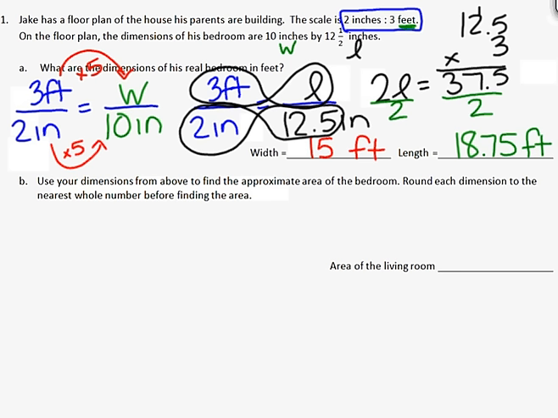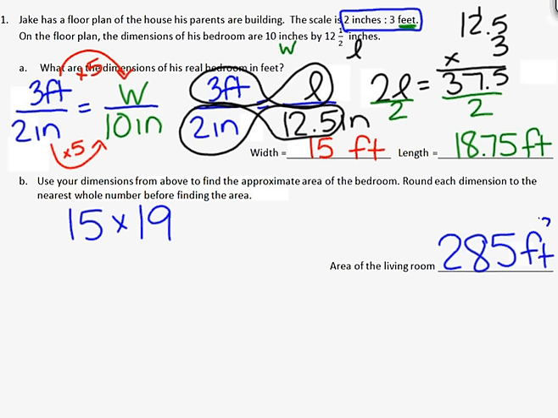All right, in part B, we're going to use the dimensions from part A in order to approximate the area. It does tell us that we can round each of those to the nearest whole number since it is just an approximation. So we can multiply 15 feet by 19 feet, and that's going to give a total area of 285. And since we're talking about area, this is going to be feet squared. So exponent of 2 will show feet squared.